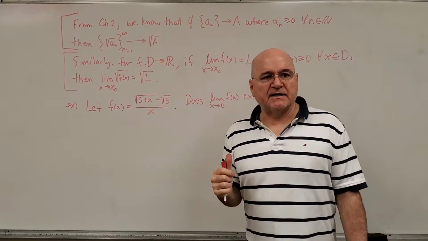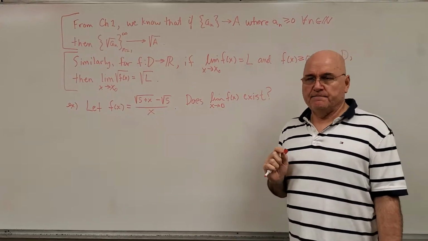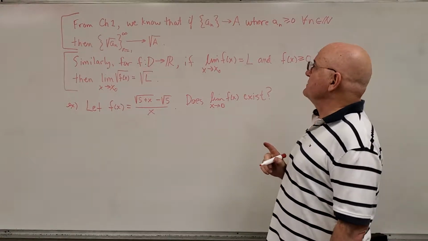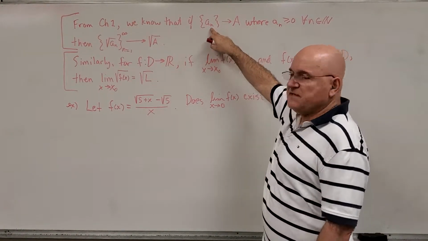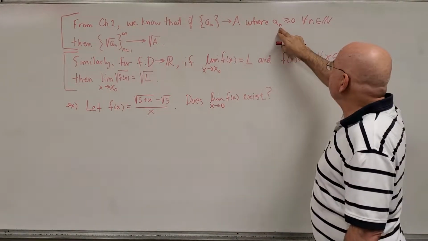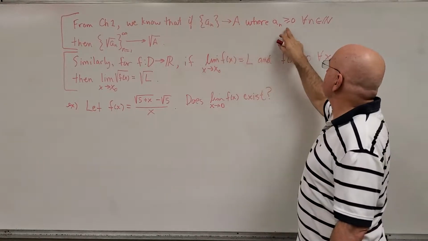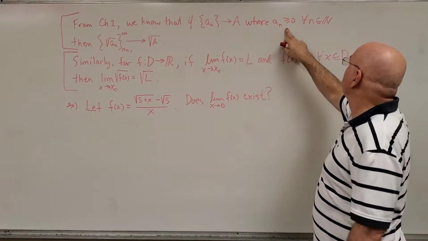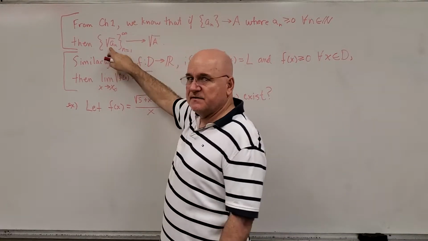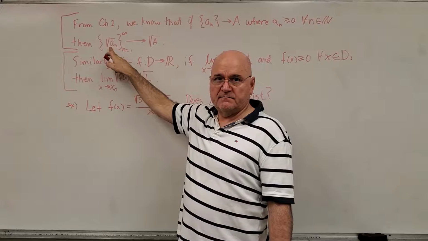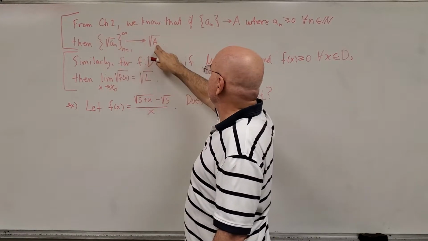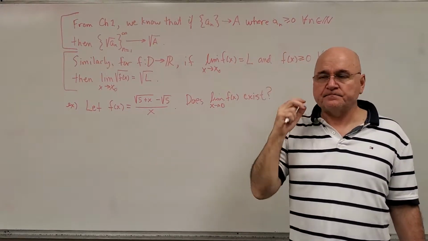Well, to finish up this section, let's just do one more example. Recall from chapter 1 on sequences, we know that if the sequence a_n converges to the real number capital A, and if every term in the sequence is greater than or equal to 0, then the new sequence created by taking the square root of every element converges to radical A.